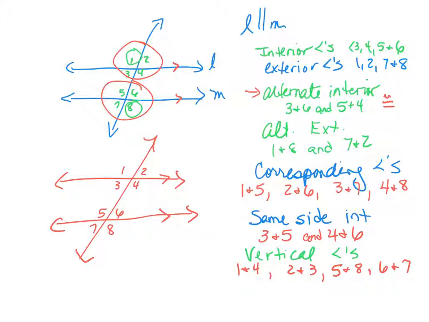What about alternate exterior angles? Are they going to be the same or add up to something? Don't they add up to 180? Not alternate exterior. Oh, no, they're going to be the same. And what about corresponding angles? Add up to 180. No. They're the same. They're going to be congruent. Very good.